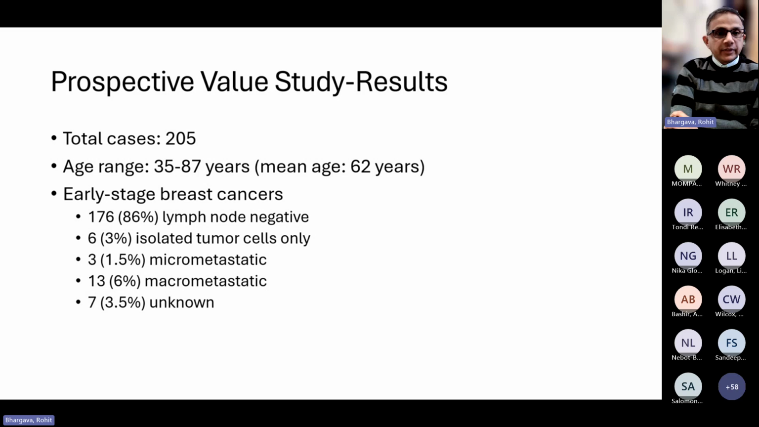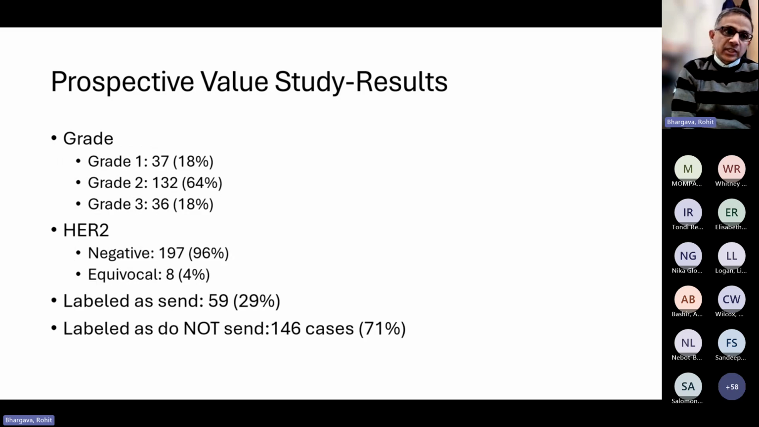We included 205 cases. Patients' average age was 62 years, and most of these tumors were early stage breast cancers and lymph node negative. As expected, the majority of the tumors were grade 2, where the clinical decision making is a little bit challenging, and HER2 negative. And out of those 205 cases, using our algorithm, we determined that do not send would be 146 cases, and that represents 71% of the 205 cases.